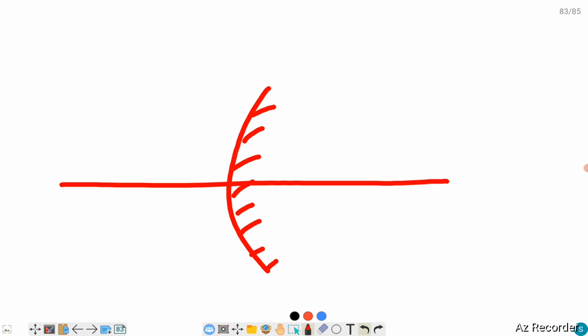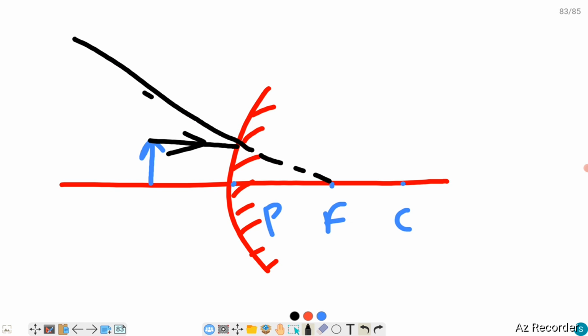I am taking principal axis and marking points, pole, focus and center. Then somewhere here I am taking the object. Okay. First ray is same here also. Parallel ray to the principal axis, and it will appear to diverge from the focus. So here it appears like this, I and R.